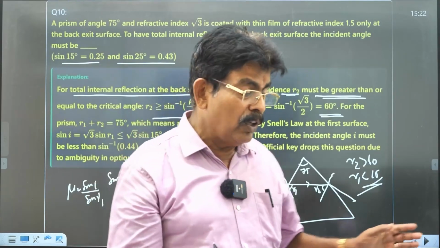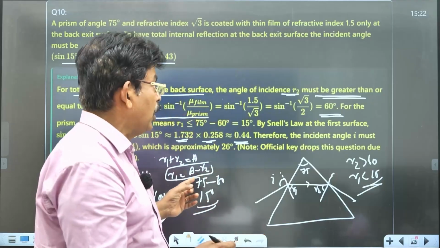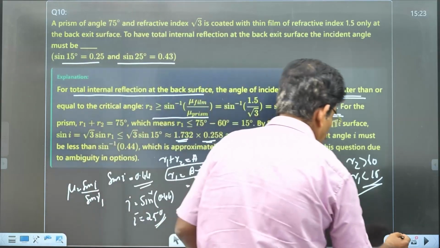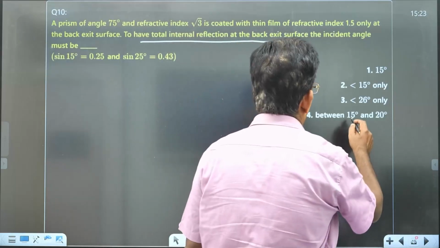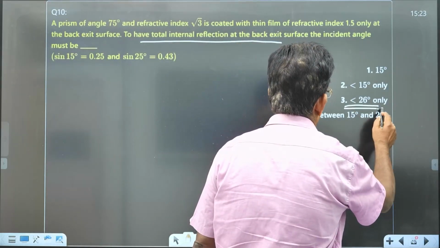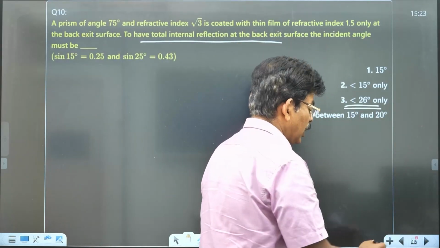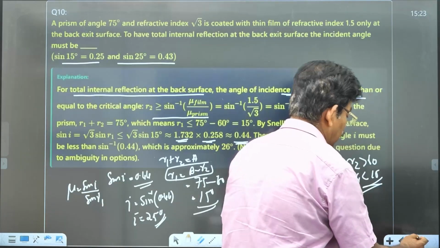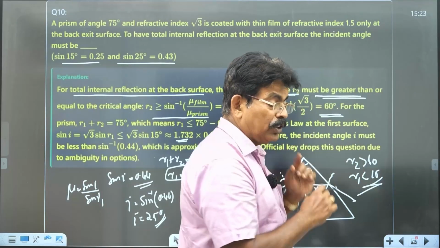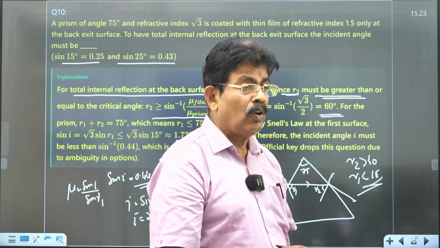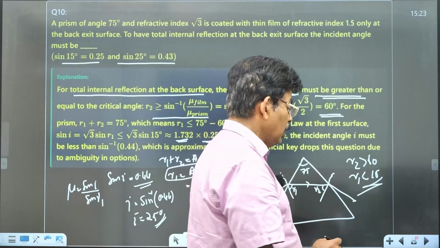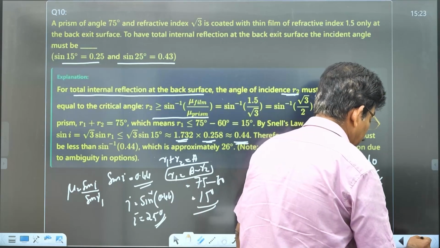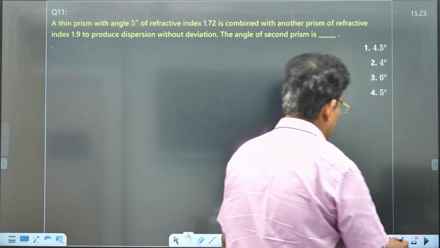But now, according to the option given in your question paper, here the options are less than 26 degree or less than 25 degree. So accordingly, option 3 is correct. But in the question paper at the time of examination in January, this option was, I think, wrongly printed. That's why they have deleted it.